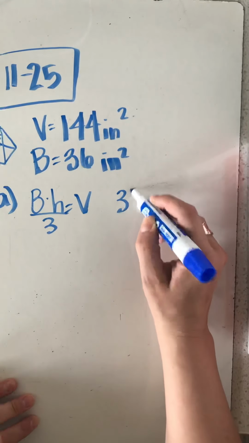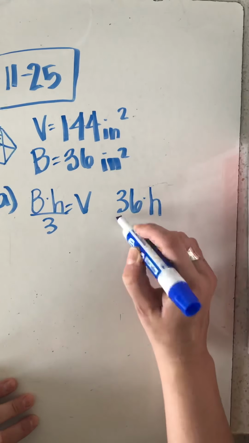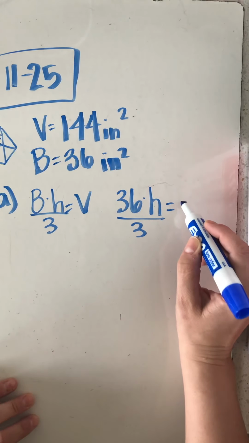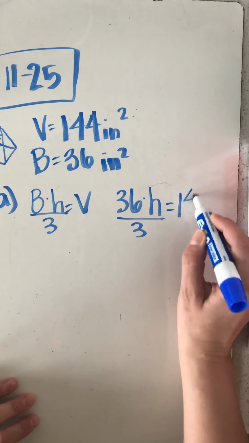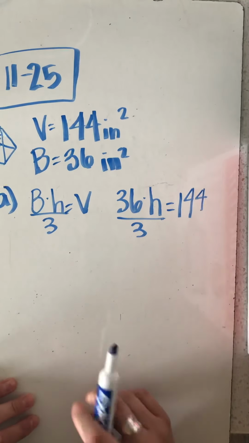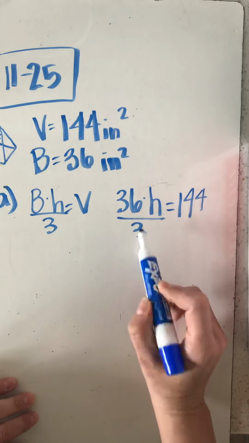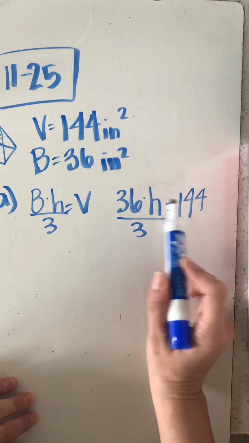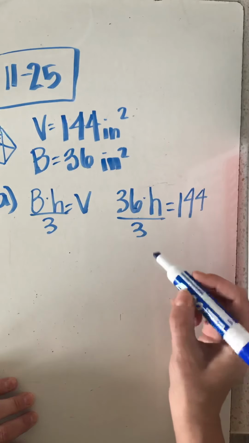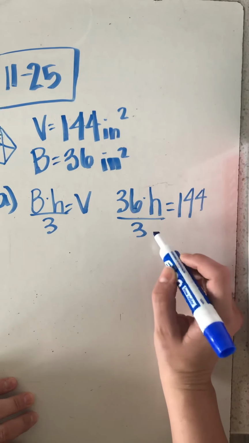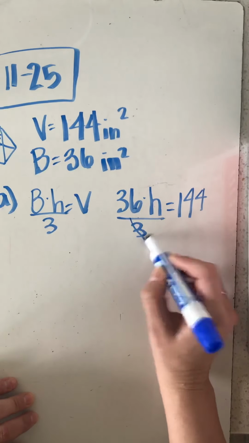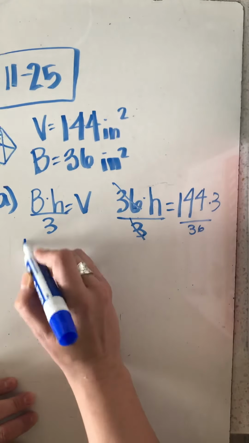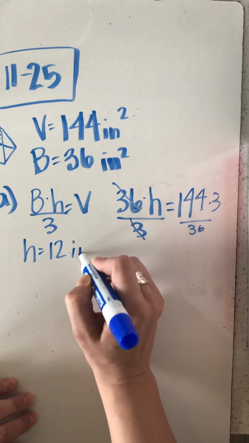I know the base area is 36. I don't know the height, but I do know that the volume is 144. Okay, so then you want to solve that equation. So you want to undo it, right? The opposite of dividing by 3 is multiplying by 3. The opposite of multiplying by 36 is dividing by 36. So 144 times 3 divided by 36. The height is 12 inches.